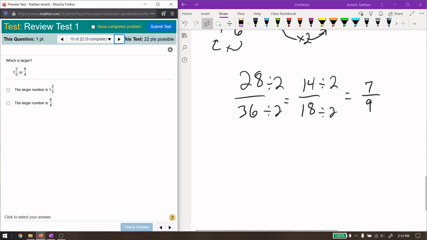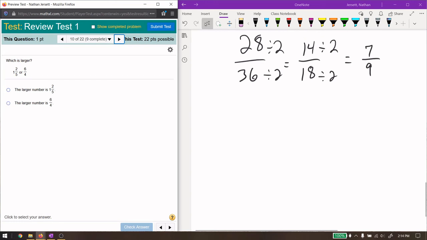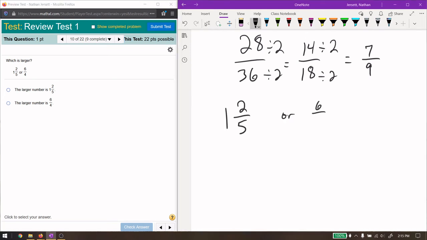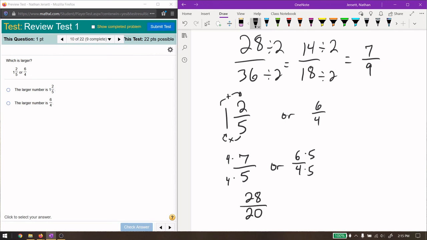Which is larger? It's going to be easier to make these improper fractions and then get common denominators. That's probably the fastest way to check these. So 5 times 1 is 5. 5 plus 2 is 7. 7/5 or 6/4. What's the common denominator between these two? Well, 5 and 4 can both go into 20. 5 times 4 is 20, and 4 times 5 is 20. 7 times 4 is 28. 6 times 5 is 30, and 4 times 5 is 20.